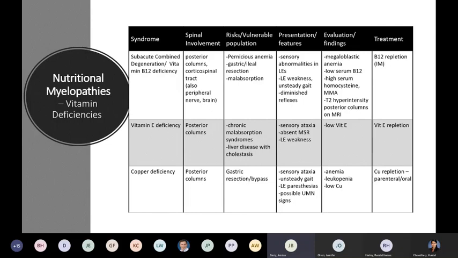Copper deficiency is absorbed in the stomach, so most commonly you'll see deficiency in patients who have had a large gastric resection or bypass. Again, it presents with ataxia, gait unsteadiness, and paresthesias. Compared with the other 2, you may actually see upper motor neuron signs. The patient may also have associated anemia and leukopenia, and usually you're going to do parenteral and then oral copper repletion.